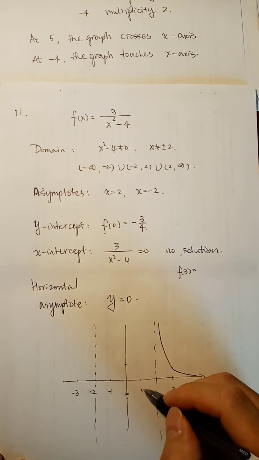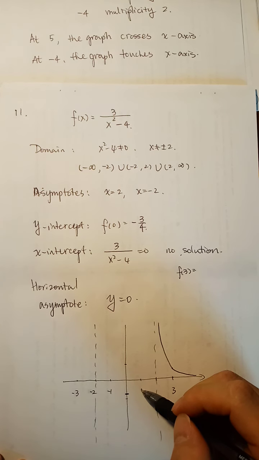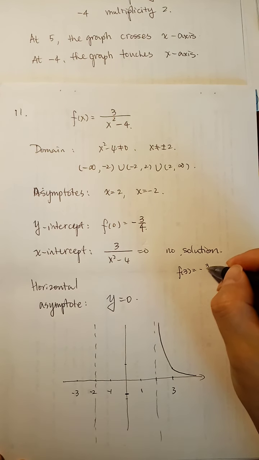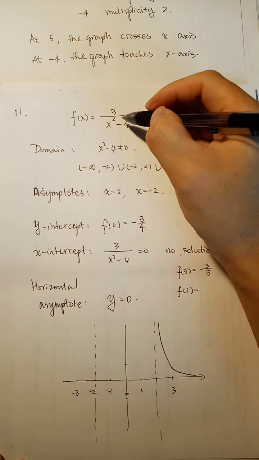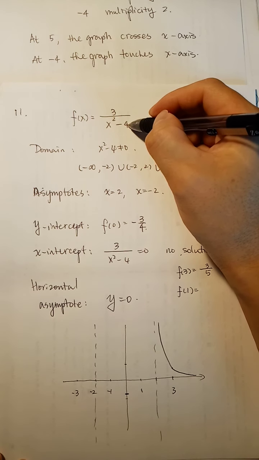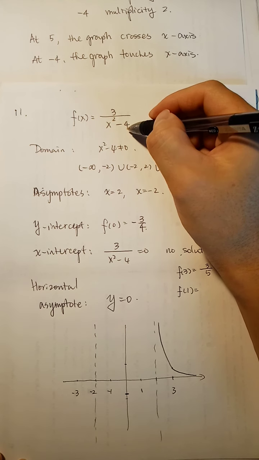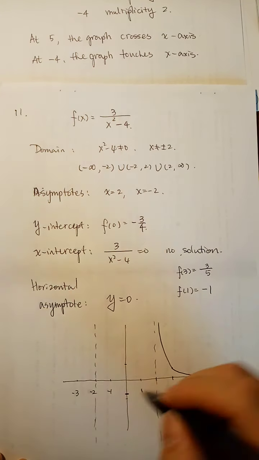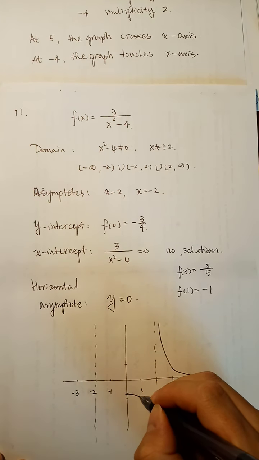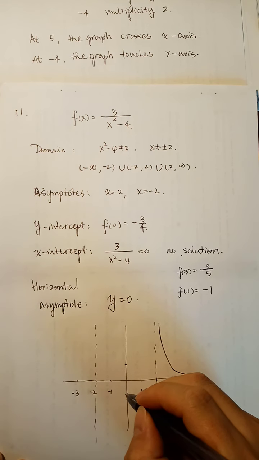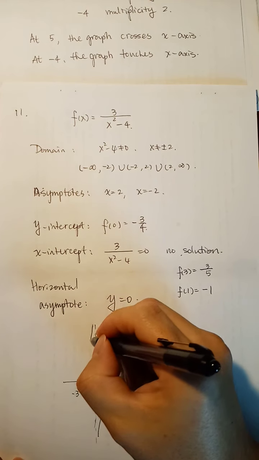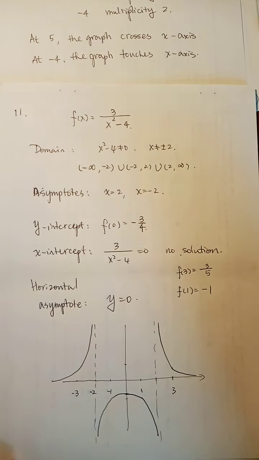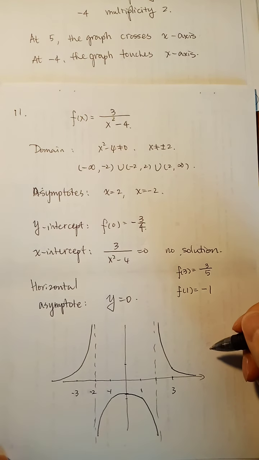And here you examine x equal to 1. F of 1. 1 squared is 1. Minus 4 is negative 3. 3 over negative 3 is negative 1. So it's like this. Okay, and that's it. That's the graph.